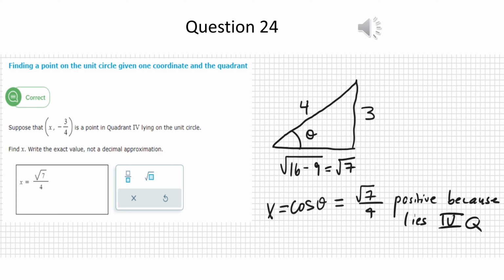Now cosine is adjacent over hypotenuse. In our triangle, it's radical 7/4. Important: it's positive, because the information given at the beginning is that theta lies in the fourth quadrant. Therefore, in the fourth quadrant, cosine is positive.